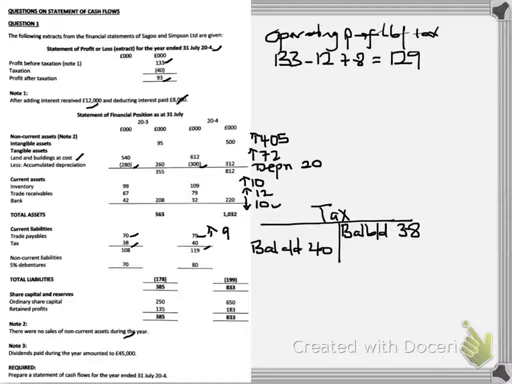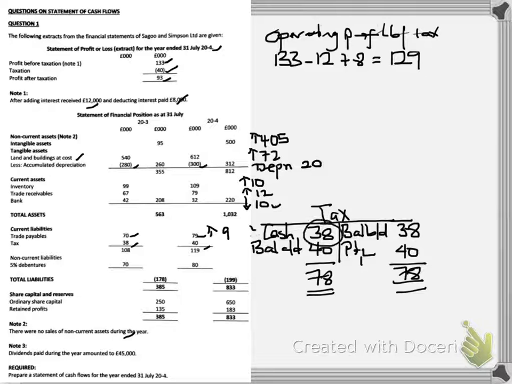40. And from the statement of profit or loss, we have taxation for the year 40, and what we are looking for is the cash that has been used up to pay for tax during the year. How much is the amount? 38. So this 38 will go into the statement of cash flows. It will be recorded as a cash outflow.